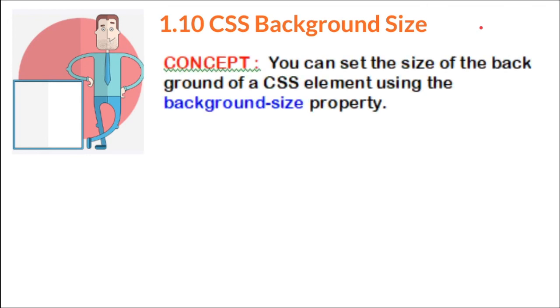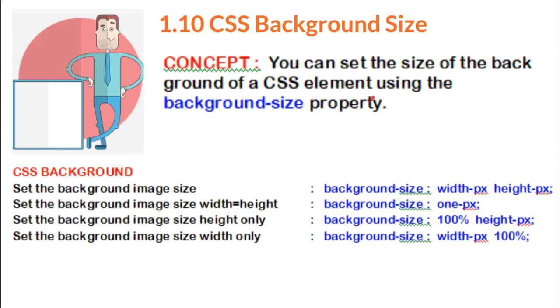Okay, CSS Background Sizing. The concept here is that you can set the size of the background of a CSS element using the Background Size property. So if you have a picture in the background of your element, you can change the size of the picture also. The way you do this is you set the background size property, and you give it two parameters: width in pixels and height in pixels.